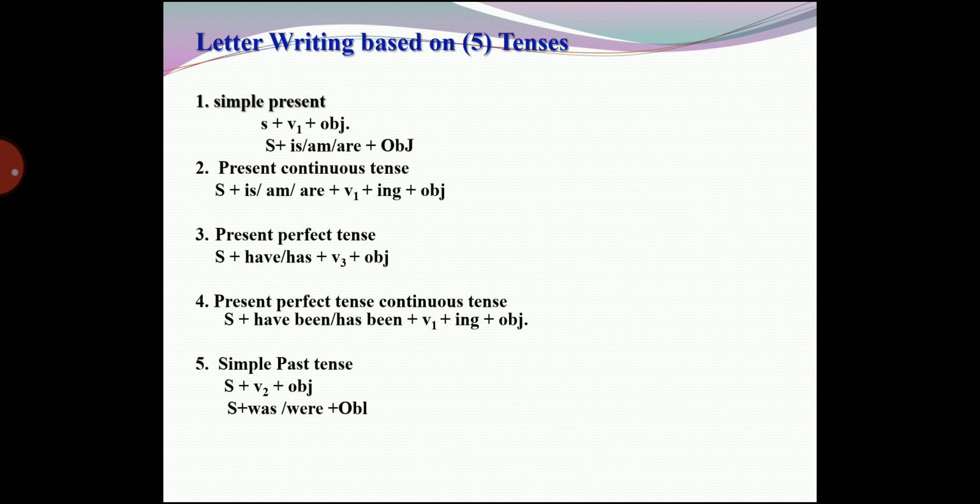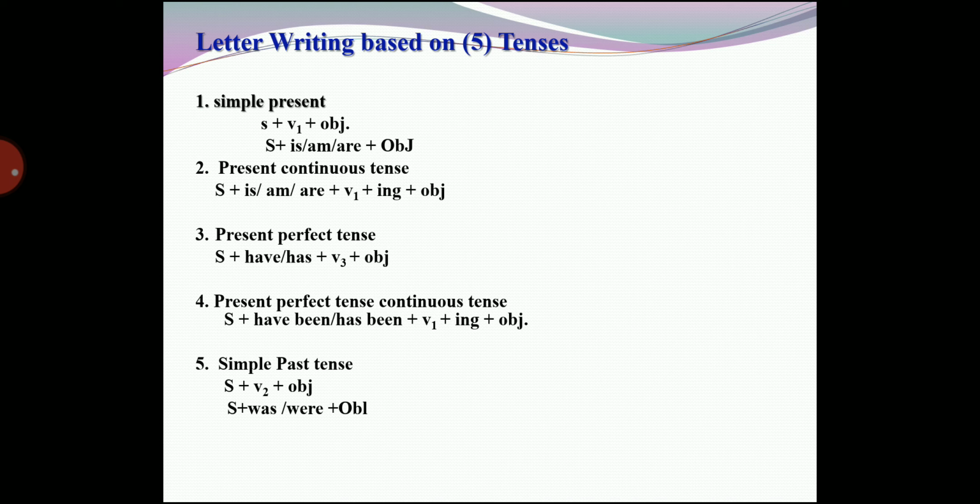Simple present: subject plus V1 plus OBJ, subject plus is, am, are plus OBJ. So this is, am, are, the be forms, here act as a main verb like a V1. So that is about the second structure. So it has two structures. Now please look at these two and don't confuse.